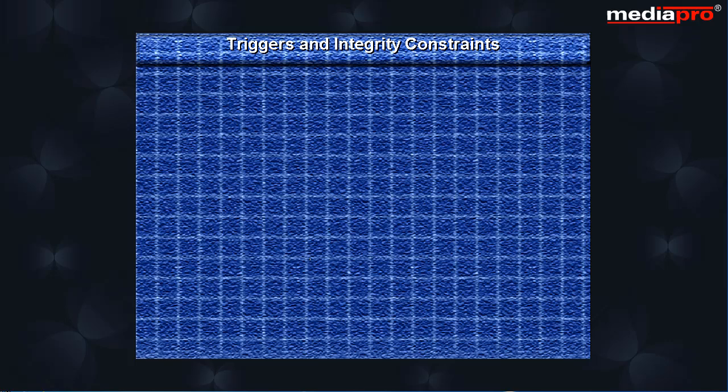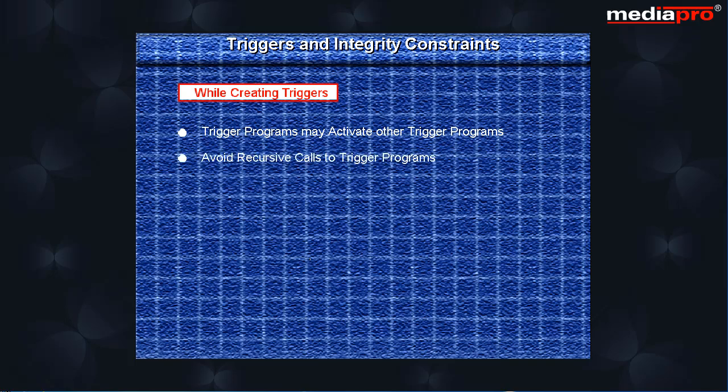Lastly, we will look at some factors that should be kept in mind when creating triggers. A trigger program may perform a database operation that will in turn activate another trigger program. Take care to ensure that a call to a trigger program does not result in infinite recursive calls to the same trigger program. A trigger program cannot modify the record that activated the trigger.